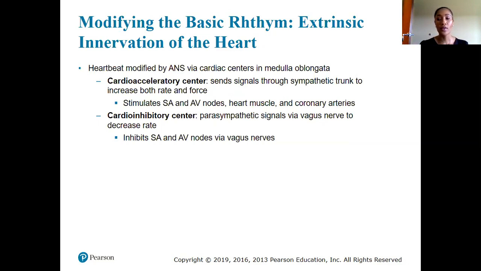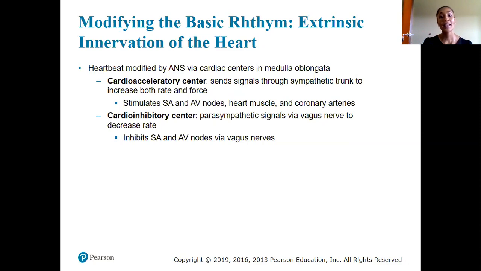So the cardio acceleratory center is going to send signals through the sympathetic trunk to increase both heart rate and heart force. So think of times of fight or flight, and we have an adrenaline rush. Your heart rate is going to pick up, blood is going to be pumping faster, respiration is going to pick up. So this particular center is going to be involved when we need to increase our heart rate and our heart force. So what it does is it will stimulate the SA and the AV nodes. It will also stimulate heart muscle and then the arterial supply to the heart, so that we can allow for the heart to function at a greater capacity.